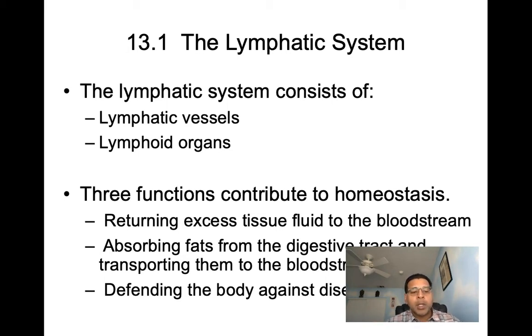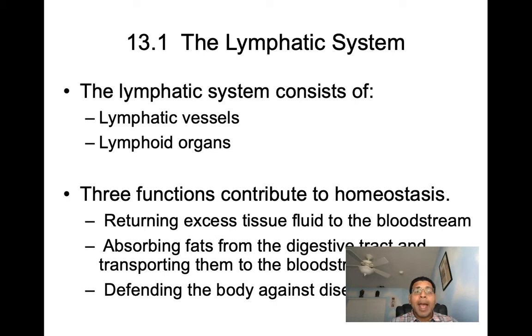Now when we talk about the lymphatic system, I would like you to know that the lymphatic system consists of lymphatic vessels, lymphoid organs, and lymph. This system is going to be closely associated with our cardiovascular system, and we talked a little bit about that in the chapter when we discussed the cardiovascular system.